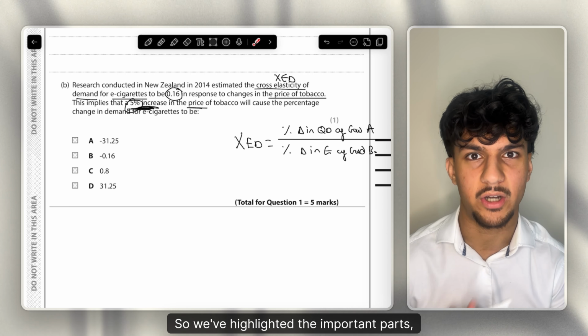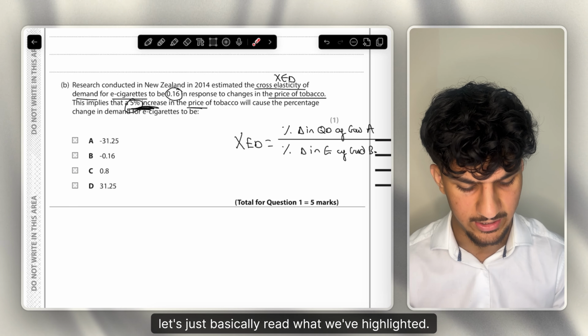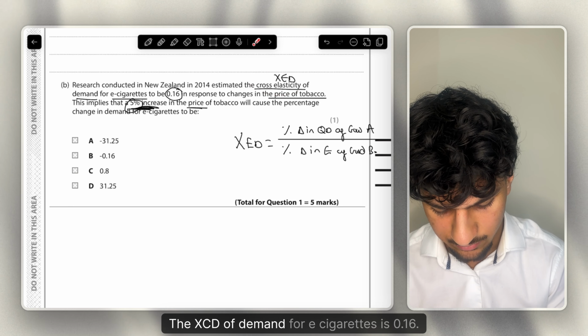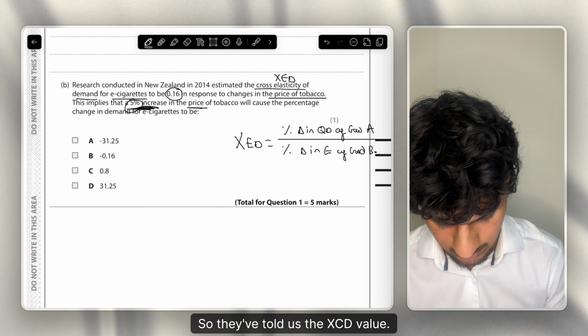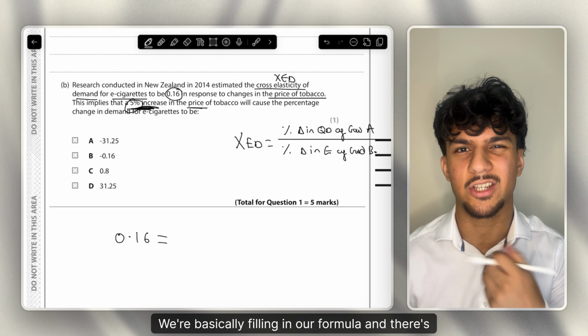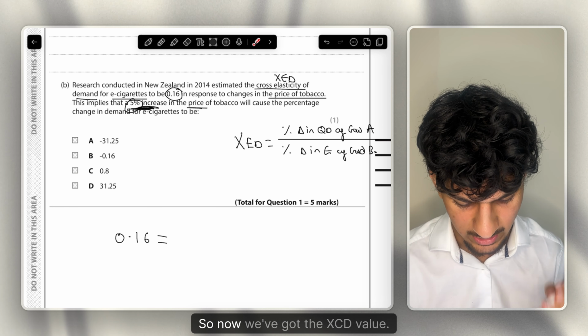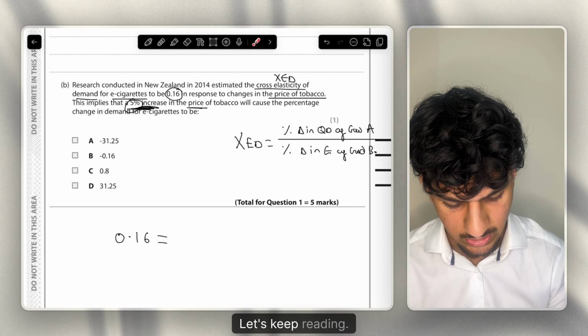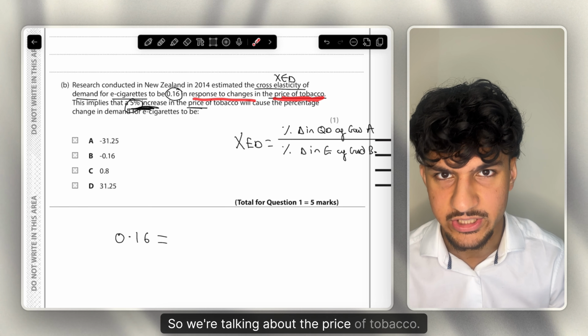Okay, so now this sounds quite complex, but let's break this down. Let's read it again from the start. We've highlighted the important parts, which is a good thing. So let's just read what we've highlighted. The XCD for e-cigarettes is 0.16. So they've told us the XCD value. Let's get that down. So 0.16, we're basically filling in our formula. There are a lot of these types of questions where they get you to manipulate the formula. So now we've got the XCD value. Let's keep reading. In response to changes in the price of tobacco. So we're talking about the price of tobacco.